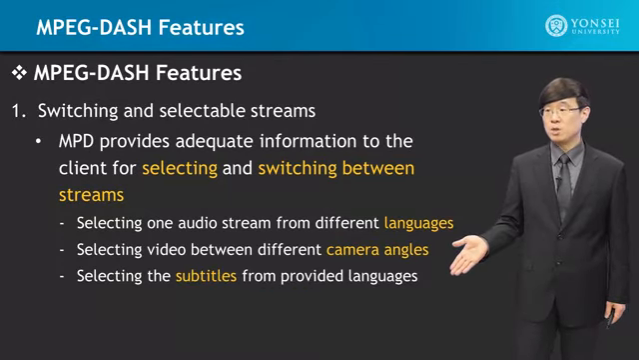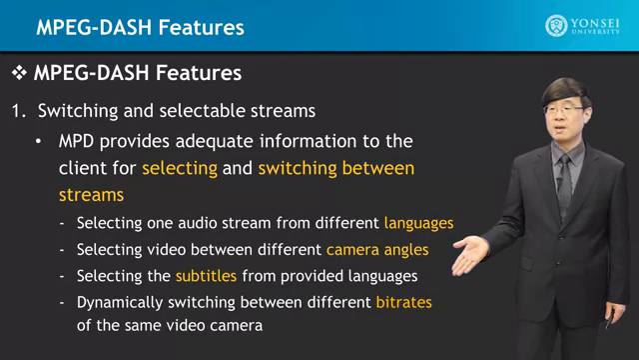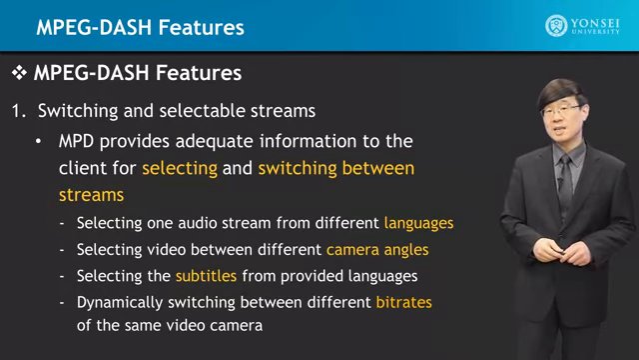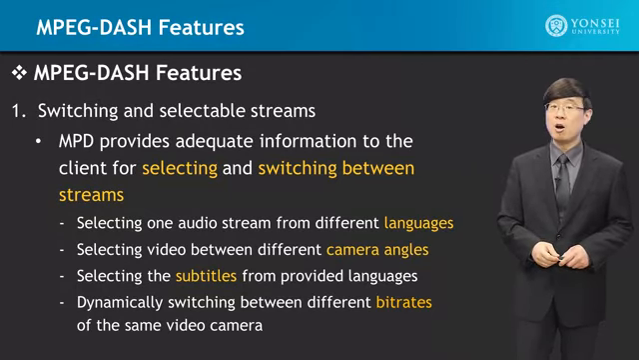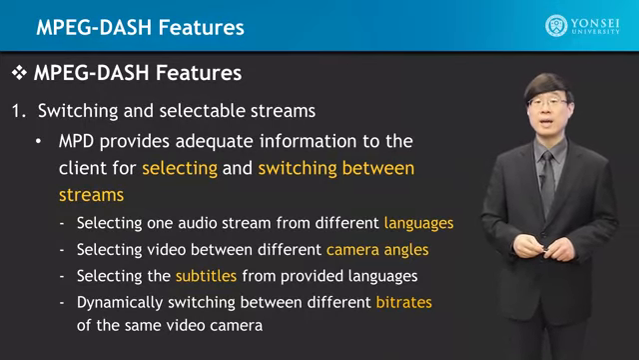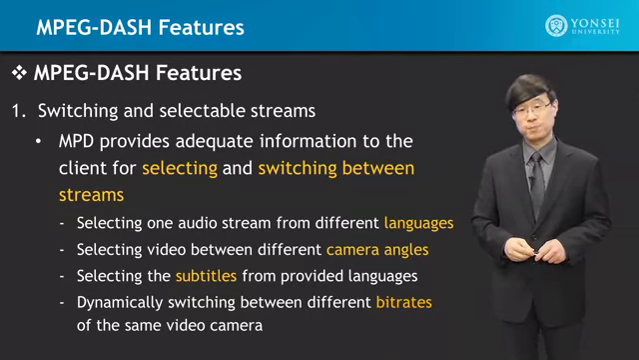Dynamically switching between different bit rates of the same video camera is also possible. So you can see the diverse switching selectable items that are supported in MPEG-DASH. And this is what makes it so great and so effective.